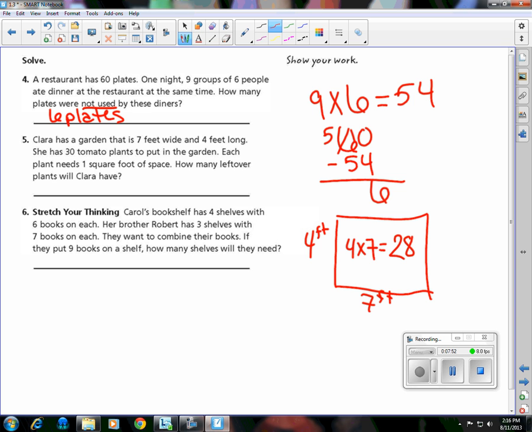Is that my answer? No. She has 28 square feet. Each one takes up 1 square foot. She has 30 plants. How many plants is she going to have left over? We're going to do 30, and we're going to take away 28. Okay? And so she's going to have 2 plants left over.